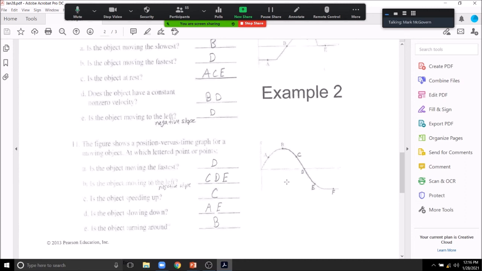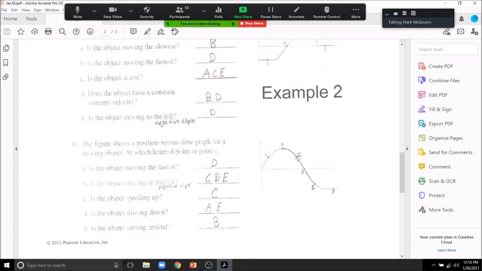Now let's go through the questions. Is the object moving the fastest? Where? Well, it's at D. D has the steepest slope. Is the object moving to the left? That would be a negative slope, indicating a negative velocity. That happens at C, D, and E. They're all negative slopes.